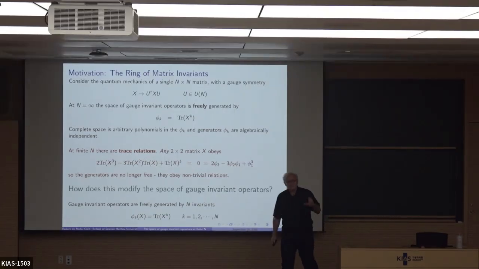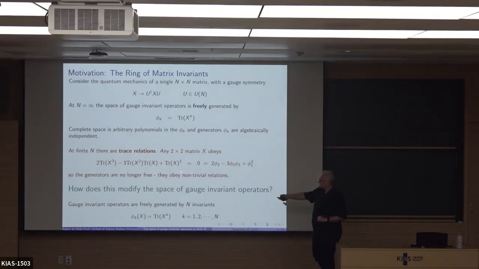Why is that? If X is a 2 by 2 matrix, it has 2 eigenvalues. If you tell me what the trace of X is, you've told me the sum of those 2 eigenvalues. And if you tell me what the trace of X squared is, you've told me the sum of the squares of those 2 eigenvalues. So I can work out the 2 eigenvalues, and then I could work out the trace of X cubed if I wanted to. And that's exactly what this equation is doing. What it means for us is that now there is an equation relating phi 3, phi 2, and phi 1, so the phi k's no longer act freely.